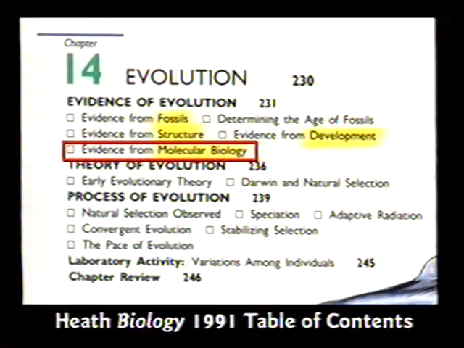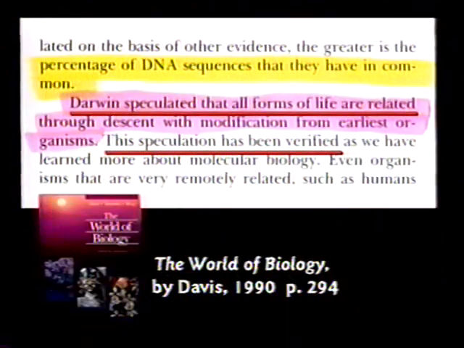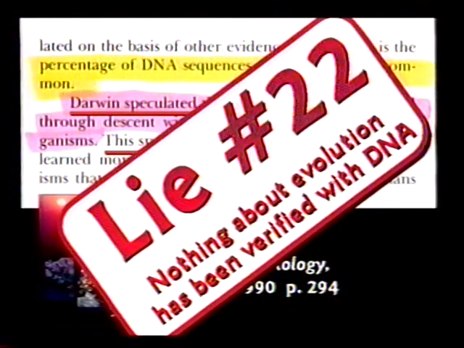But then they're going to tell the kids that DNA proves evolution. Now, just hold on a minute. DNA is deoxyribonucleic acid. This textbook says we have evidence from molecular biology. Ooh, big word. That sounds impressive. Do they really have evidence of evolution from molecular biology? This college textbook says, Darwin speculated that all forms of life are related. This speculation has been verified. Now that is simply a lie, folks. They have not verified that all life forms have a common ancestor.